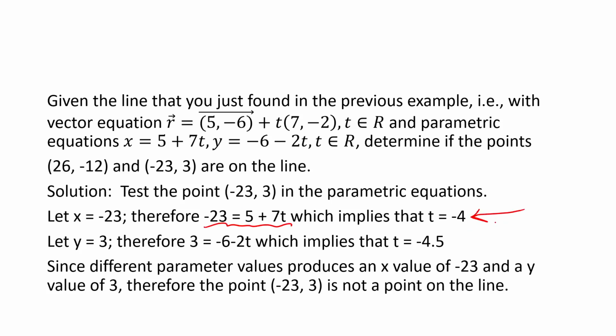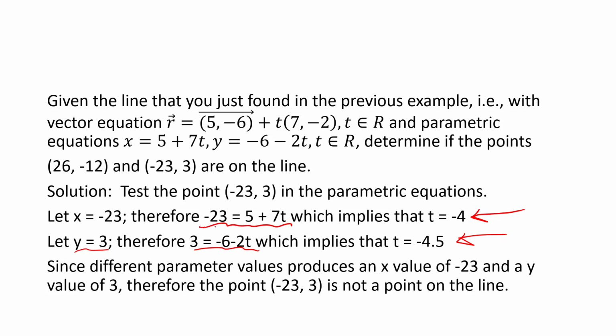We'll get t equals negative 4. Well, if we let y equal 3, then 3 is negative 6 minus 2t, so t is negative 4.5. That tells us it's close, but it's not actually on the line. And once again, if you're doing it the other way, that's totally fine.